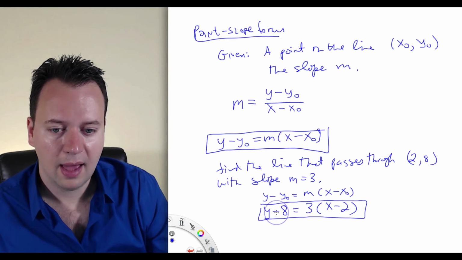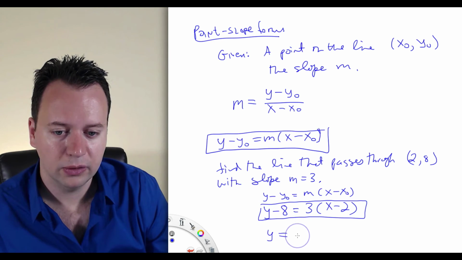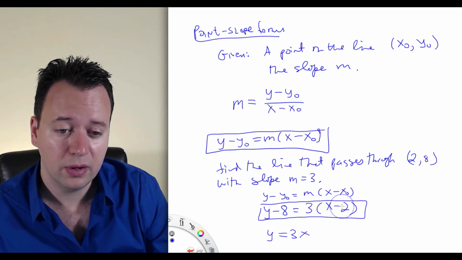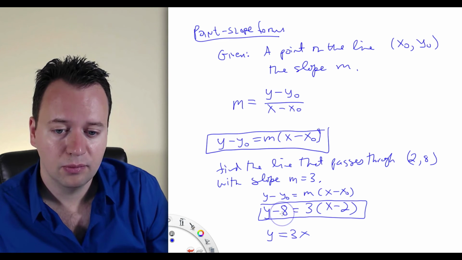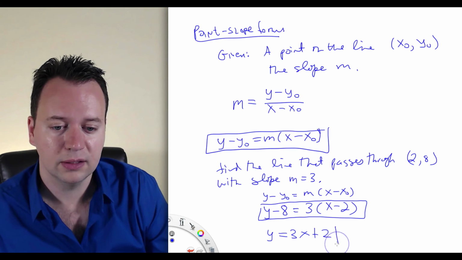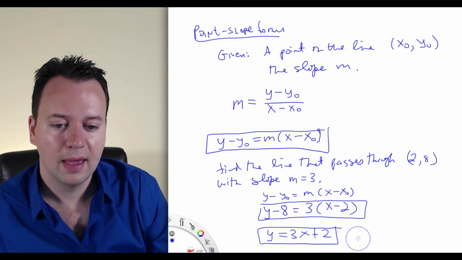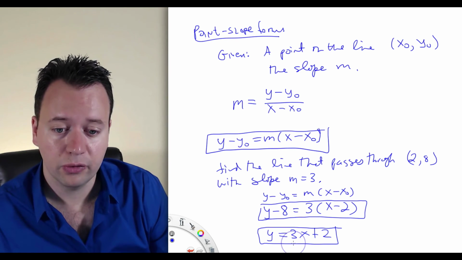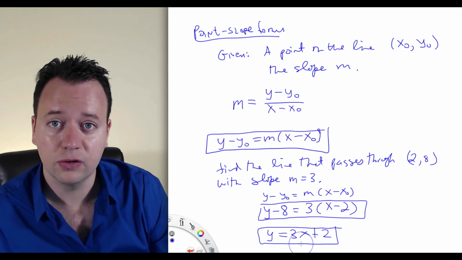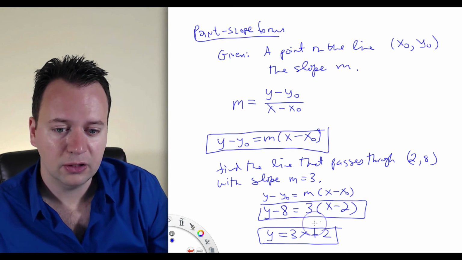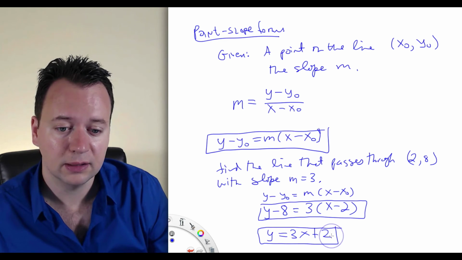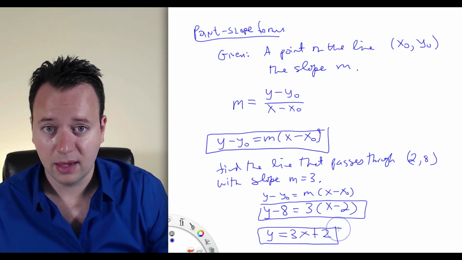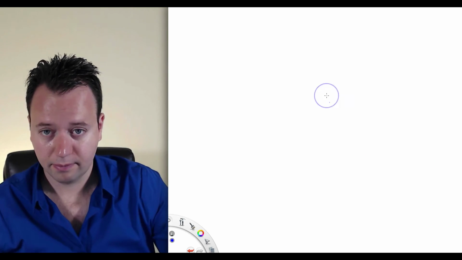We can add the 8 to the other side, and we see y is equal to 3x, we distribute the 3, 3x minus 2 plus 8 would be 3x plus 2. And we can check that this is indeed a line with slope 3. As we can see, the x coefficient is 3. And then at x is equal to 2, we get 2 times 3 is 6, plus 2 is 8. So it satisfies all the requirements. And that is the point slope form.